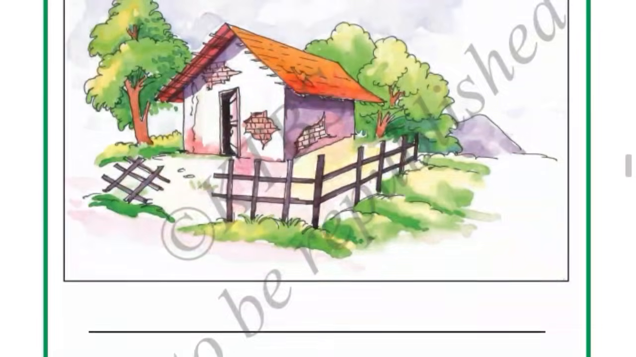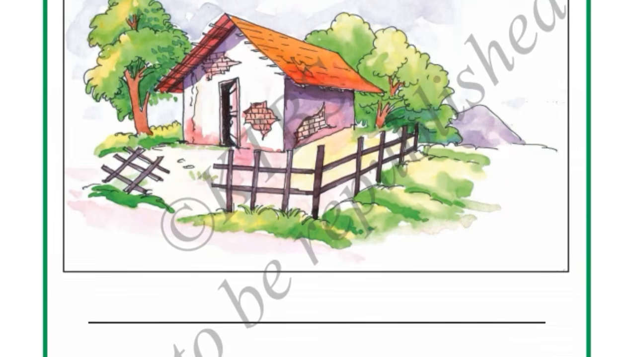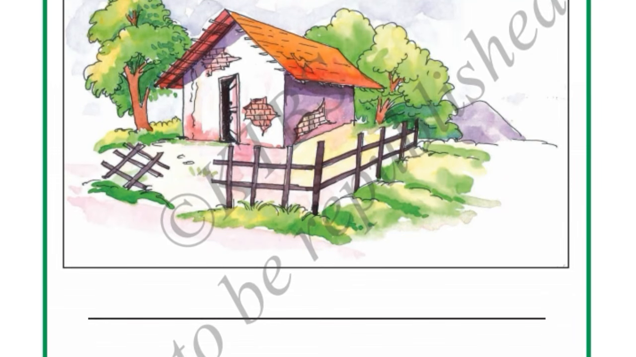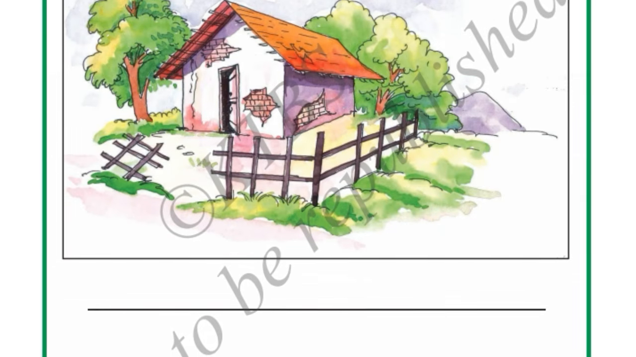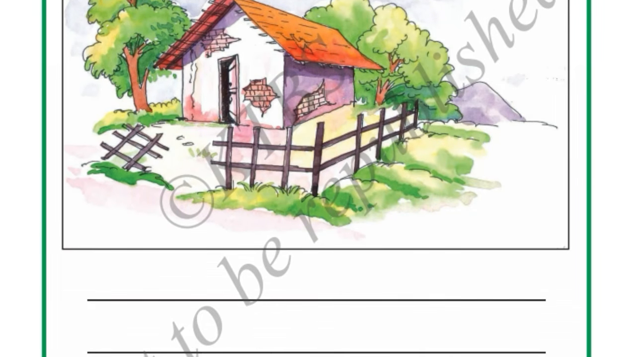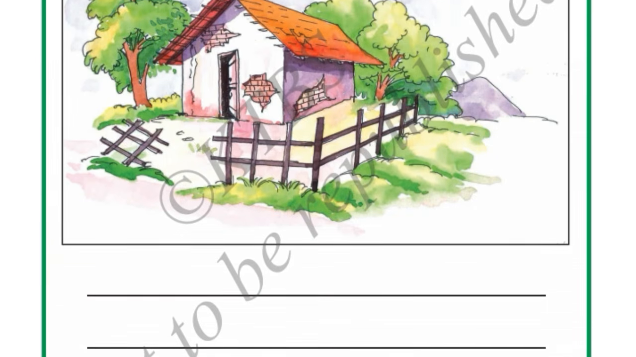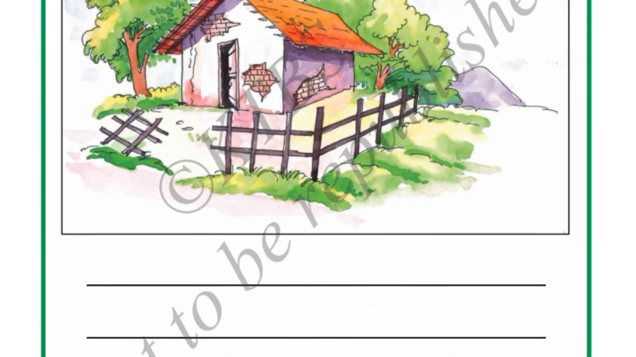Okay, see here is a picture of a house. If you want to live in this house, what changes will you make? Write the changes in the space given below. The house which you are seeing here, how is this, children? This is not good, right? It is broken, it is not nice. So what changes will you make to make this house neat and clean and nice?